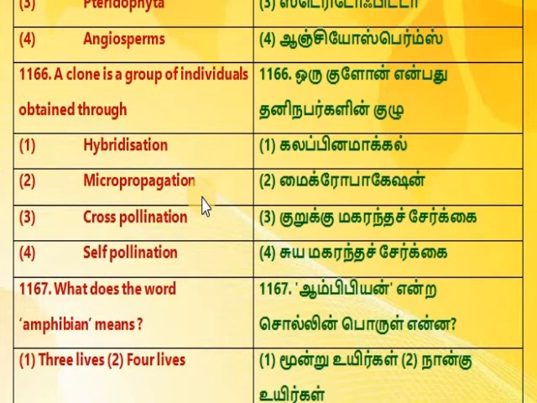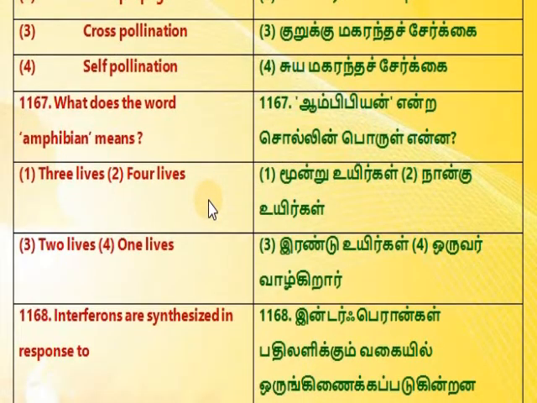1166. A clone is a group of individuals obtained through: 1. Hybridization, 2. Micropropagation, 3. Cross-pollination, 4. Self-pollination. 1167. What does the word amphibian mean? 1. 3 lives, 2. 4 lives, 3. 2 lives, 4. 1 life.